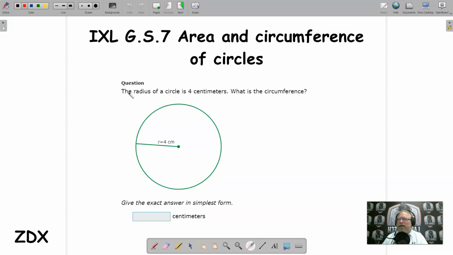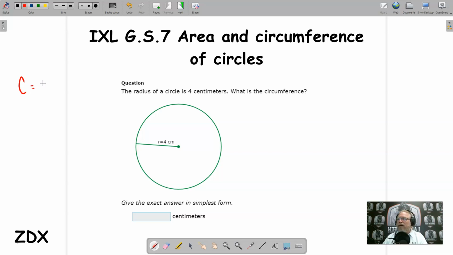So the question asks, the radius of a circle is 4 centimeters. What is the circumference? Well, it would be helpful if we knew the formula for that, and there is a formula for circumference, and there's also a formula for area. And you'll notice this activity is titled Area and Circumference of Circles. So let's first talk about what is the formula for the circumference of a circle.